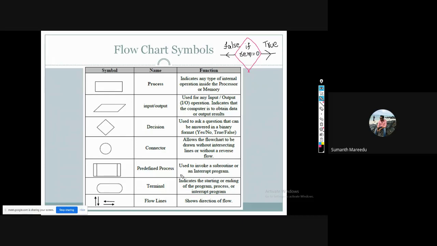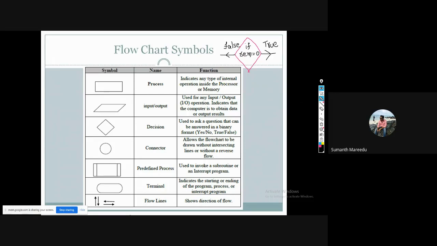So for any decision making statement you write, you will get the possible answers as true or false, or you can say yes or no. If the remainder is equal to 0, yes. If the remainder is not equal to 0, you can say no. So the decision making statements we'll write like this, and either true or false or yes or no kind of results you'll get.